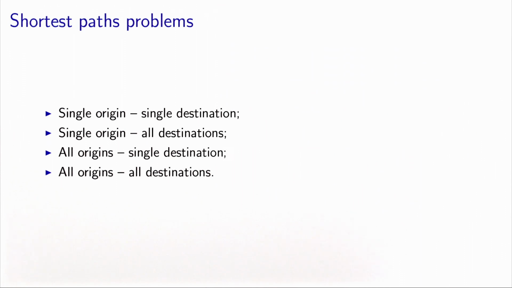But we can also write the problem as a single origin, all destinations. In this case, we would like for each possible destination to calculate the shortest path from the origin to this destination. Symmetrically, we have a version of the problem which is from all origins to a single destination. And finally, we have a version from all origins to all destinations. In this video, we will focus on the single origin, single destination problem. And later on, we will see the single origin, all destination problem.